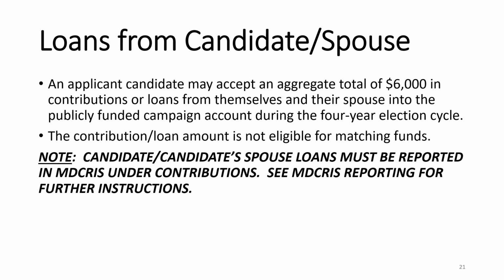Loans from the candidate and spouse. An applicant candidate may accept an aggregate total of $6,000 in contributions or loans from themselves and their spouse into the publicly funded campaign account during the 4-year election cycle. However, please note, the contribution or loan amount is not eligible for matching funds.